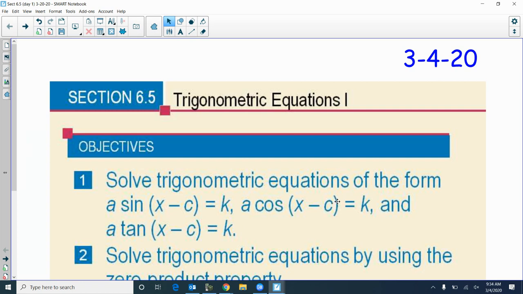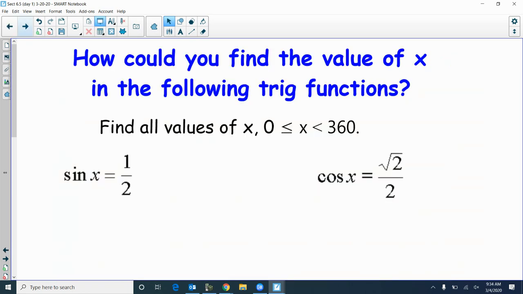All right, but now section 6.5 and then 6.6. This is all solving trig equations using what we've been using, now in equation format. So if you take a look here, how could you find the value of x in the following trig function? Pay attention to the details or the directions there. Find all values of x, where 0 is less than or equal to x is less than 360.